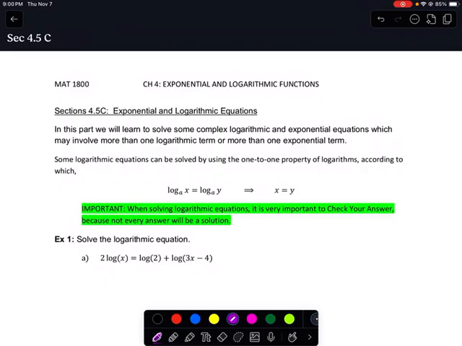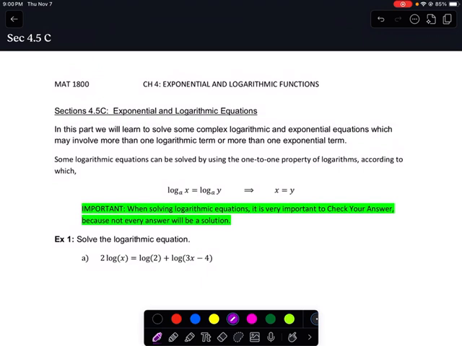Welcome back. We are now looking at section 4.5c. In this part of 4.5, we are going to look at how to solve logarithmic equations, which are a little bit more complex than the ones we have seen before, and similarly the exponential equations, a little bit tougher than the ones we have seen.